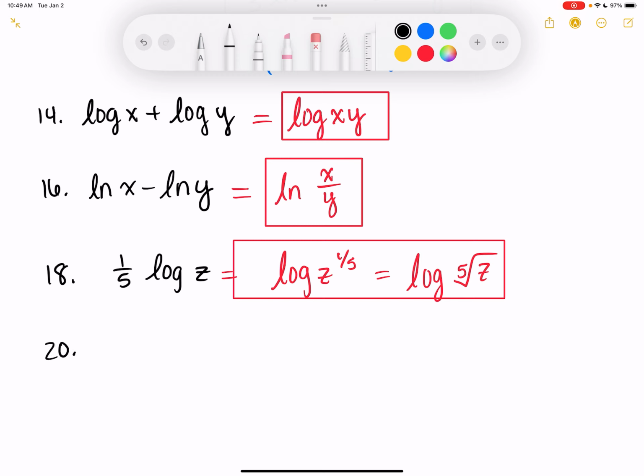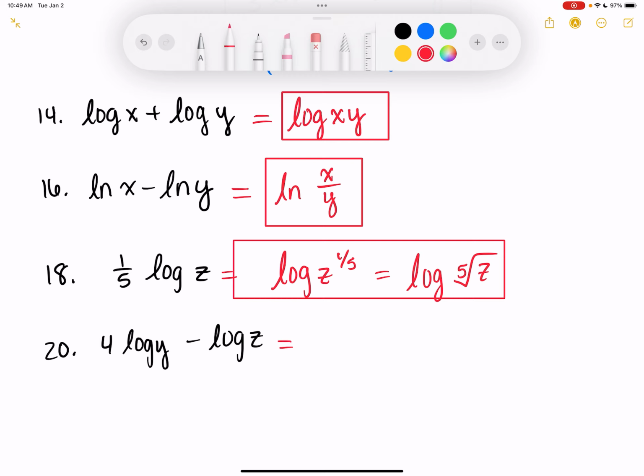20. 4 log of y minus log of z. So again, this one has multiple things happening, so you can choose to do it all at once if you would like, or if you want to do it in 2 separate steps. Probably for the sake of showing you, I'll write 2 separate steps, but if you're like, I can skip that step, go for it. I don't care.